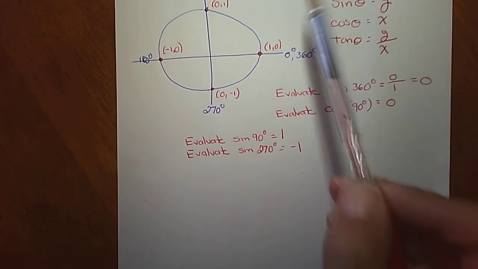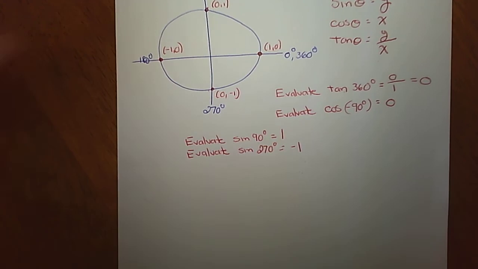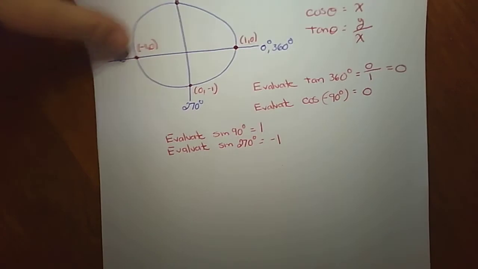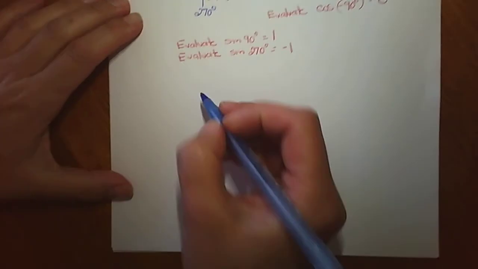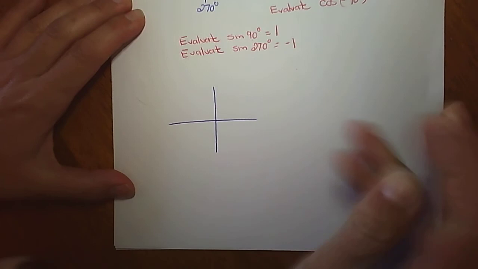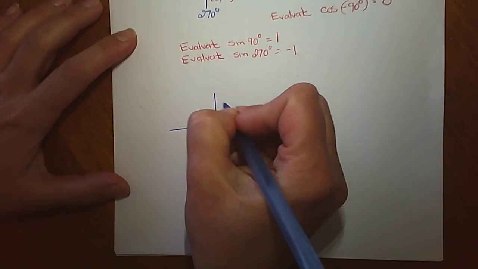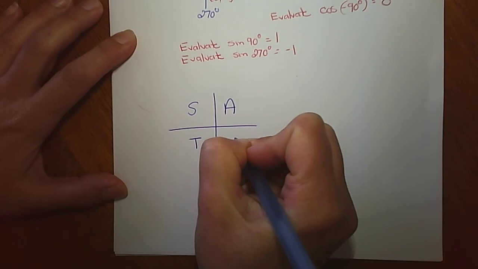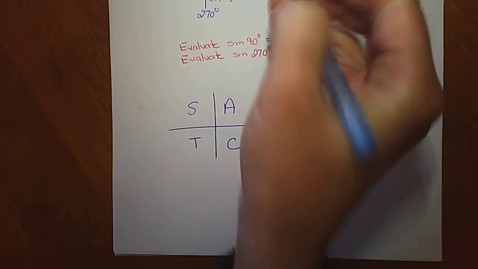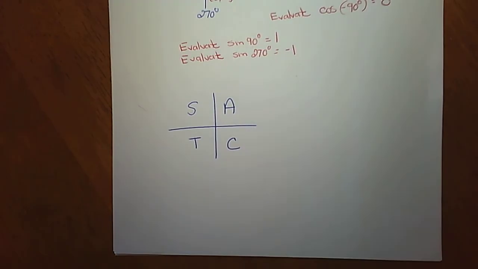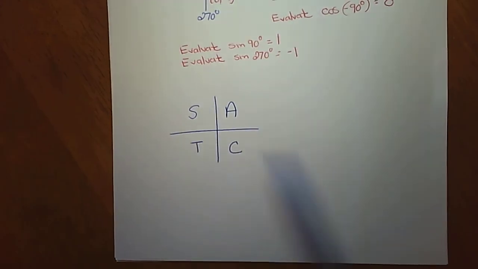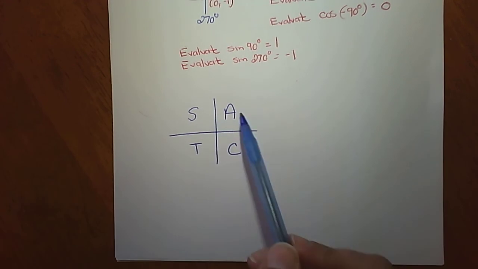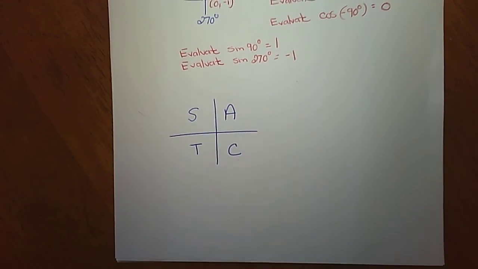Now, it's kind of annoying to do it the way I was just saying, so there's a little trick. And what we do is we make a little xy axis, and we're going to put some letters in it. A, S, T, C. Notice I went counterclockwise, just like the unit circle goes counterclockwise, so A, S, T, C. A lot of times we say all students take calculus.